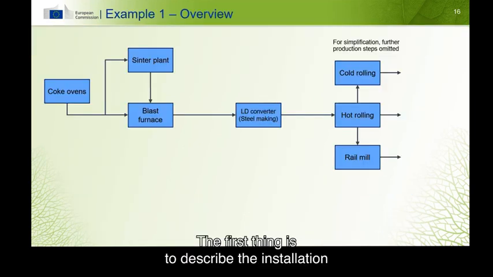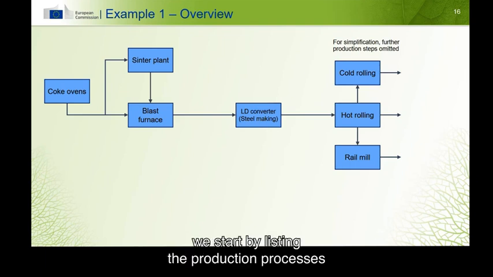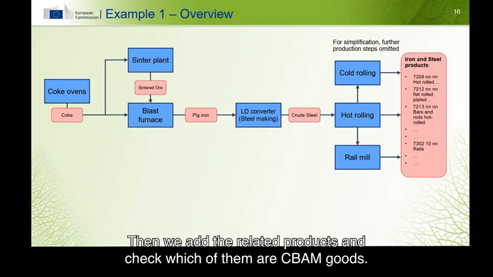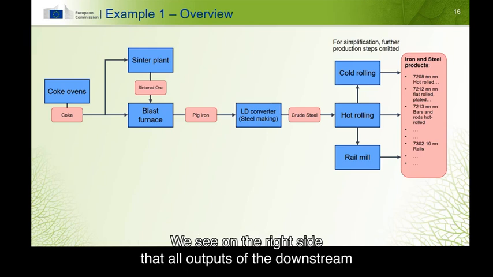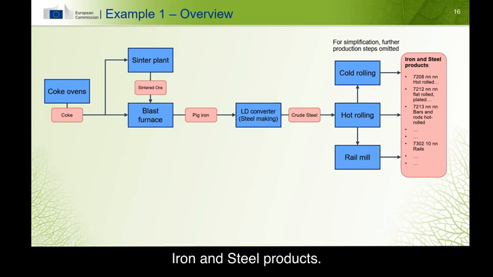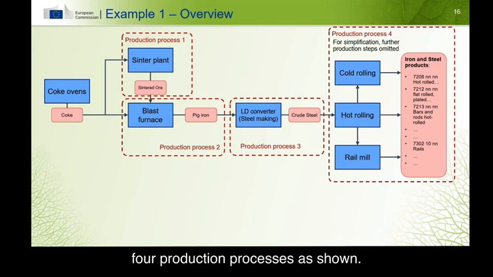The first thing is to describe the installation and its processes in the template. For determining the relevant items, we start by listing the production processes and their logical and/or physical connections by material flow. Then we add the related products and check which of them are CBAM goods. We see on the right side that all outputs of the downstream and forming processes fall into the same aggregated goods category, iron and steel products. We then assign system boundaries to these processes, which gives us 4 production processes as shown.